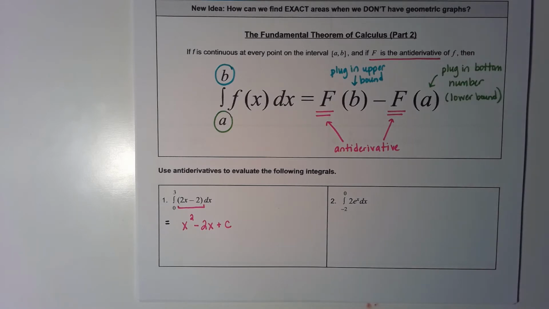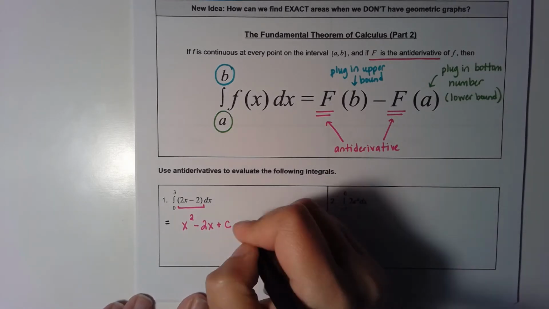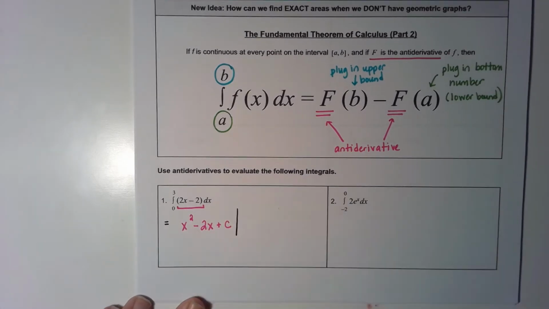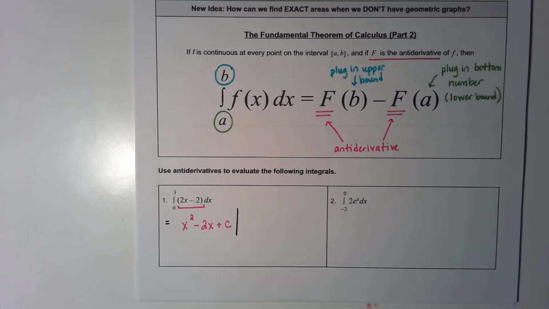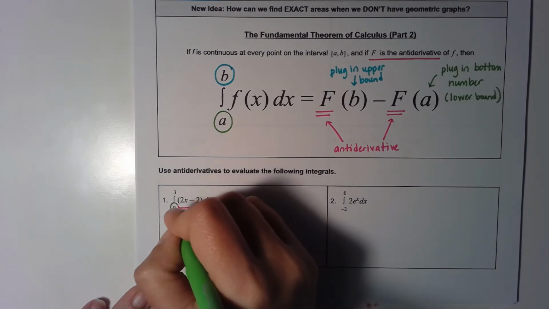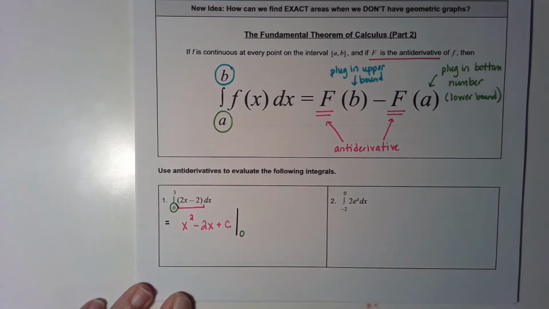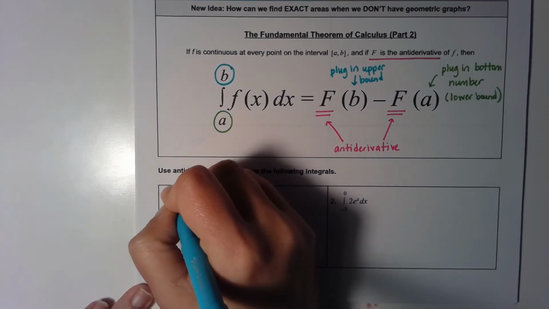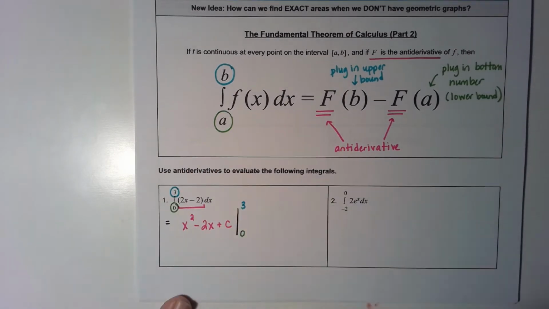Now, our rule says we have to plug in some numbers. So to show that we're going to evaluate this function between the lower and upper bound, the way you show your work here is you have to draw a vertical line. That stands for evaluated between. And then you put your lower number on the bottom of the vertical line, and you put your upper number on the top of the vertical line. So that's how you show your work here. Antiderivative evaluated between 0 and 3.